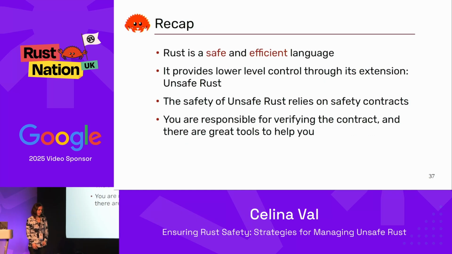And just to recap, I just want to say, first, Rust is a safe and efficient language. This is very important. This is what makes Rust, in my opinion, so awesome. It will provide you low-level control through its extension, which is Unsafe Rust. And the safety of Unsafe Rust relies on the safety contracts. And you are responsible for verifying that contract, either manually or also with tools.